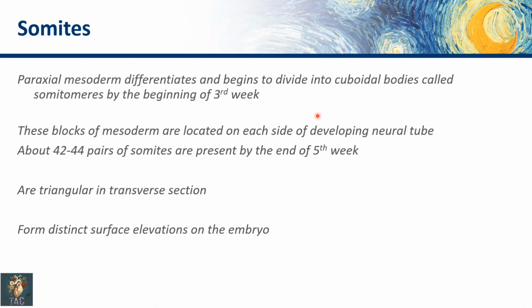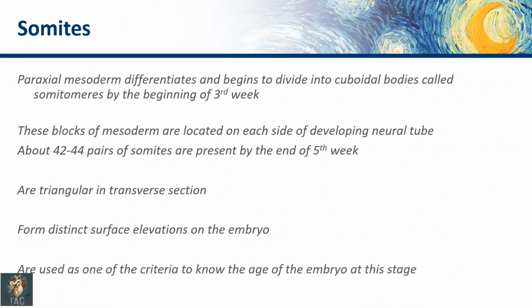So these are your MCQs: the first pair appears at the beginning of the 3rd week, at day 28. Then the total number of pairs is 42 to 44 by the end of the 5th week, another MCQ. And the third MCQ is that nearly 3 pairs are added each day, and by counting the number of pairs, even at this stage, we can estimate the age of the embryo. So this is another criterion to estimate the age of the embryo.